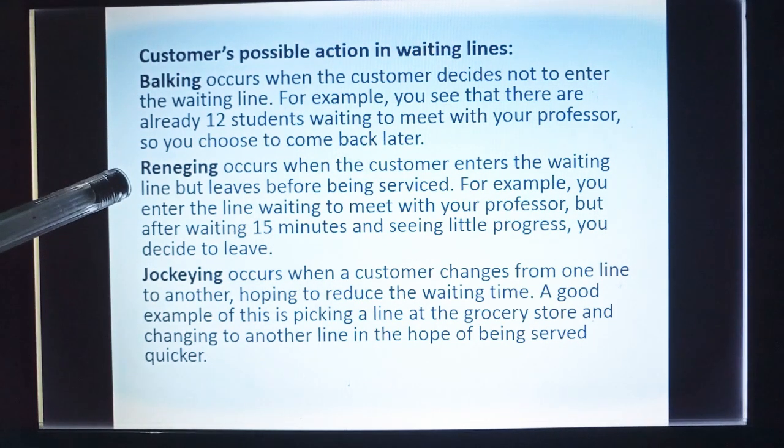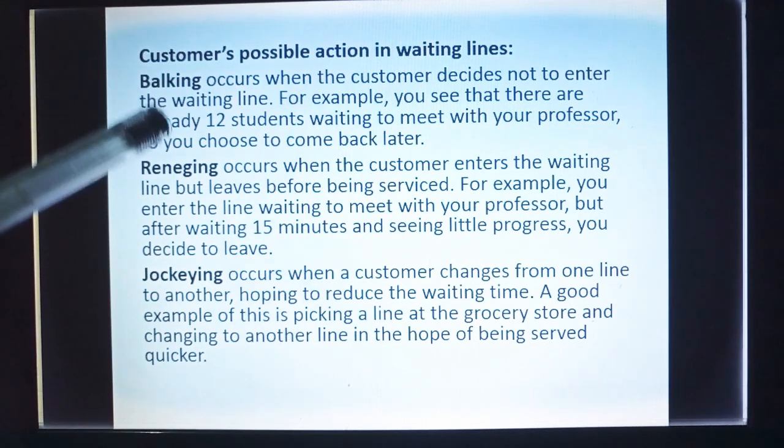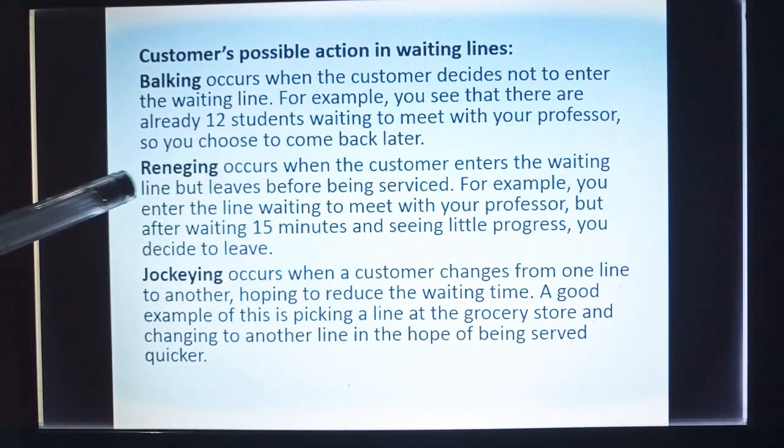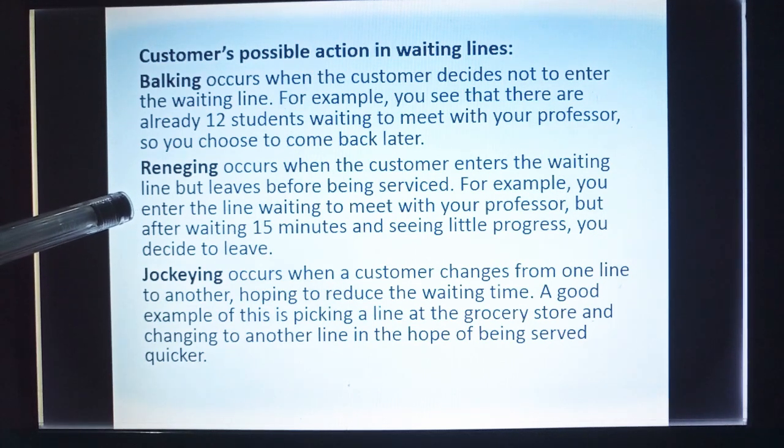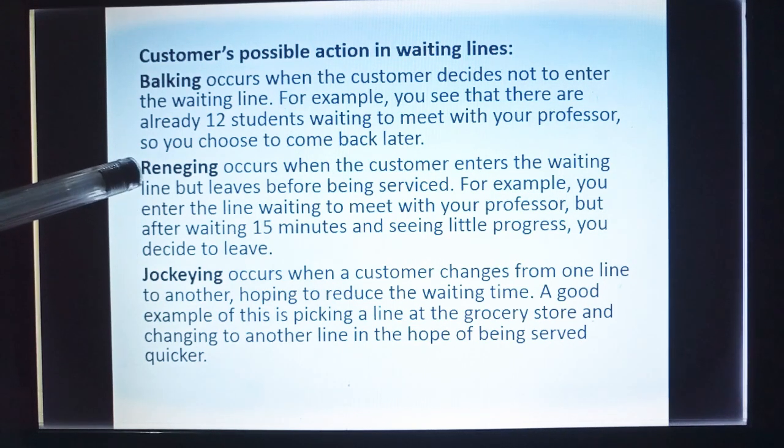Then we have another term, reneging. It occurs when the customer enters the waiting line but leaves before being serviced. For example, you enter the line waiting to meet with your professor, but after waiting 15 minutes and seeing little progress, you decide to leave. So for reneging, you are already in a waiting line, but because you get annoyed, you just say, okay, I will be back later. So that is an example of reneging.